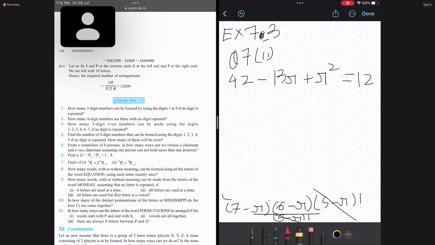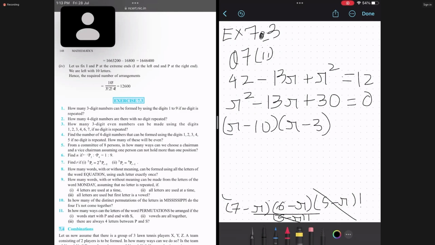Correct. So 12 goes in this direction. So what you're left with is r square minus 13r plus 30 equals 0. Correct. Taking out factors common, what you are left with is (r minus 10) into (r minus 3), because 10 plus 3 equal to 13, 10 into 3 equal to 30, and that is how you solve this question.